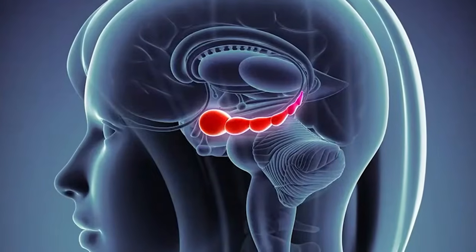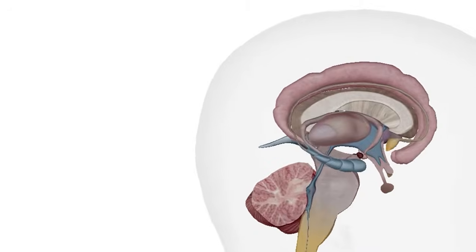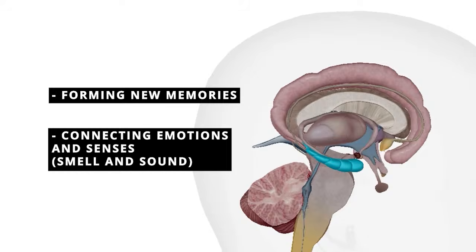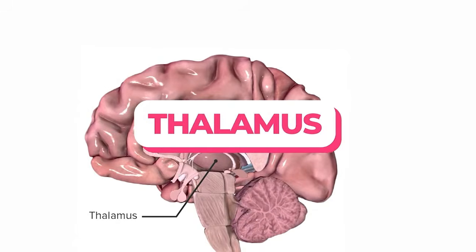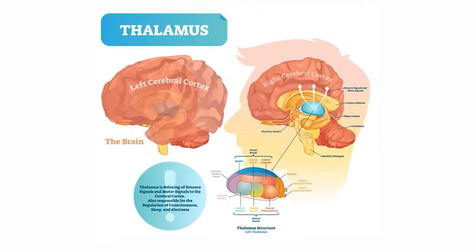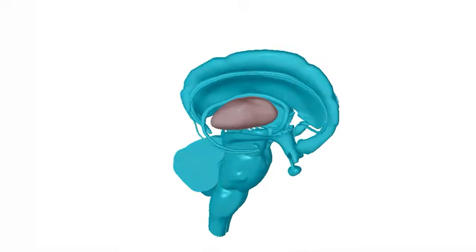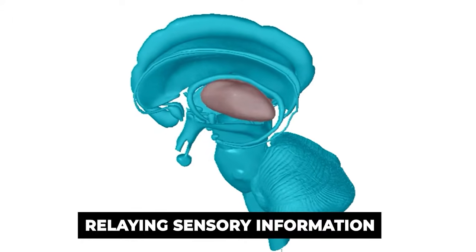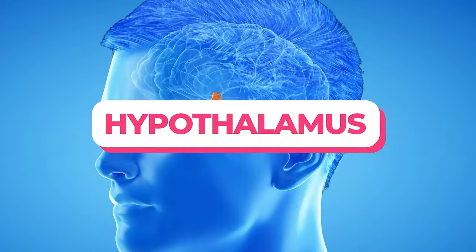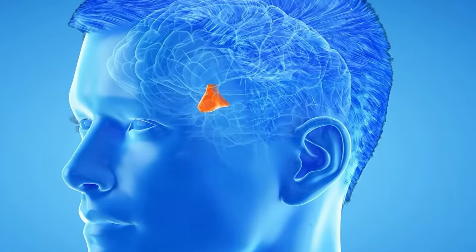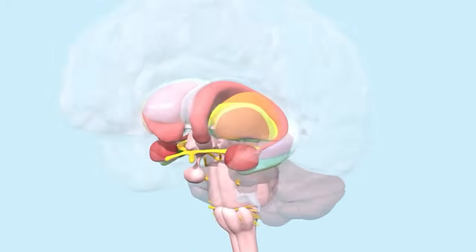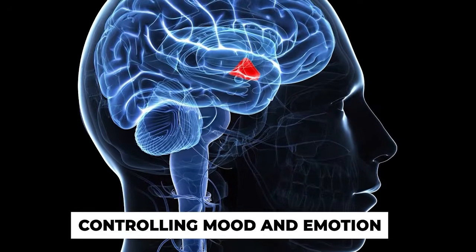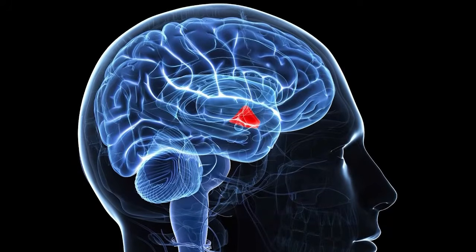Hippocampus. Located in the medial temporal lobe, the hippocampus plays a critical role in forming new memories and connecting emotions and senses, such as smell and sound, to memories. Thalamus. While primarily a relay station for sensory and motor signals to the cerebral cortex, the thalamus does have connections with the limbic system and is involved in some of its functions, especially in relaying sensory information. Hypothalamus. Situated beneath the thalamus, the hypothalamus regulates vital functions like hunger, thirst, body temperature, and sleep. It also helps in controlling mood and emotions and is integrally linked to the endocrine system.